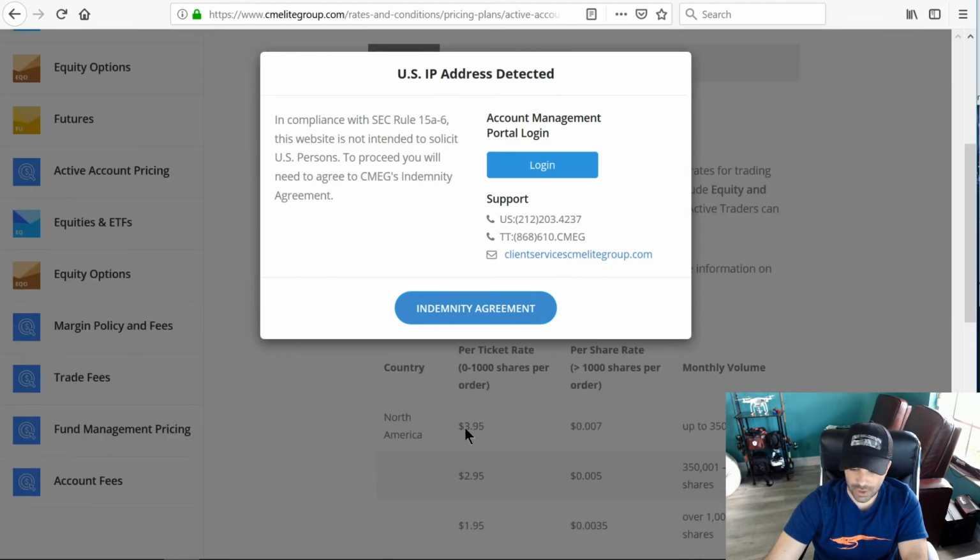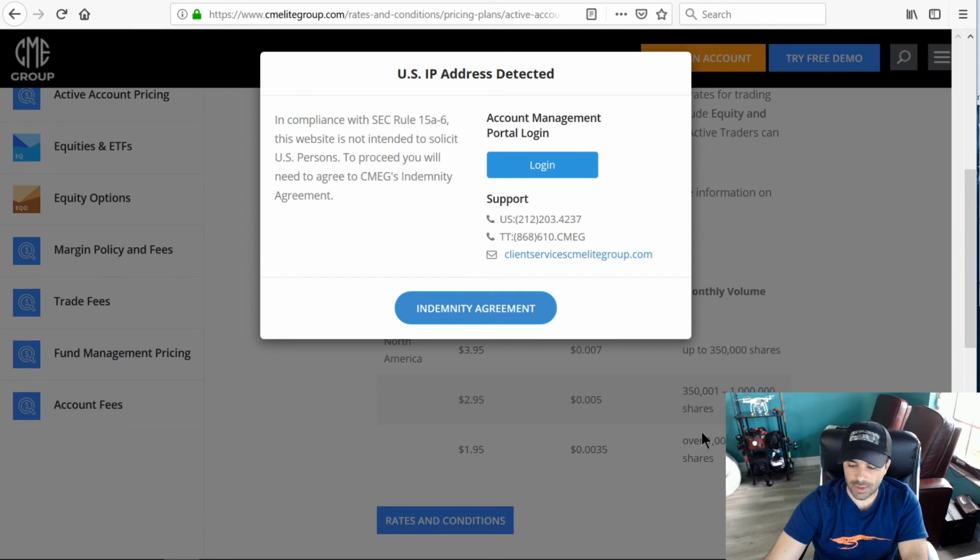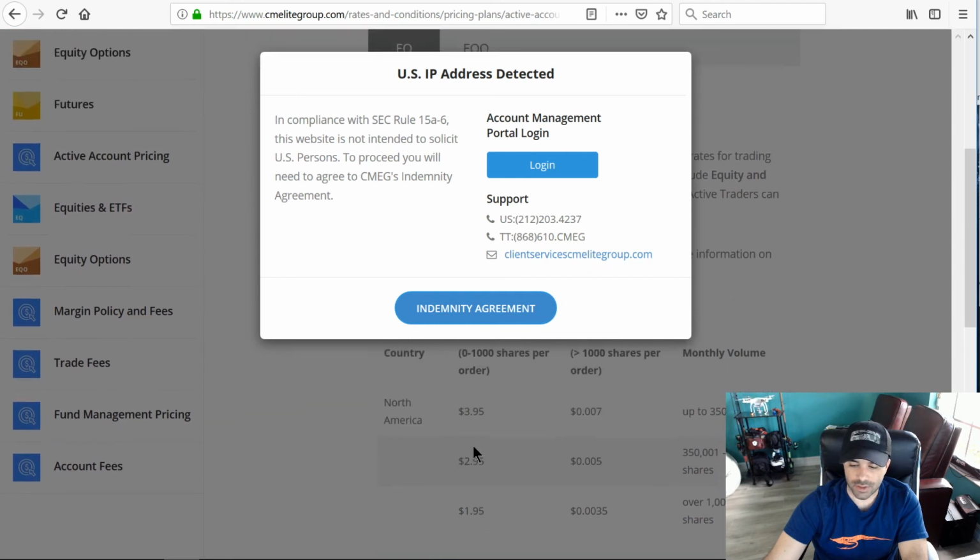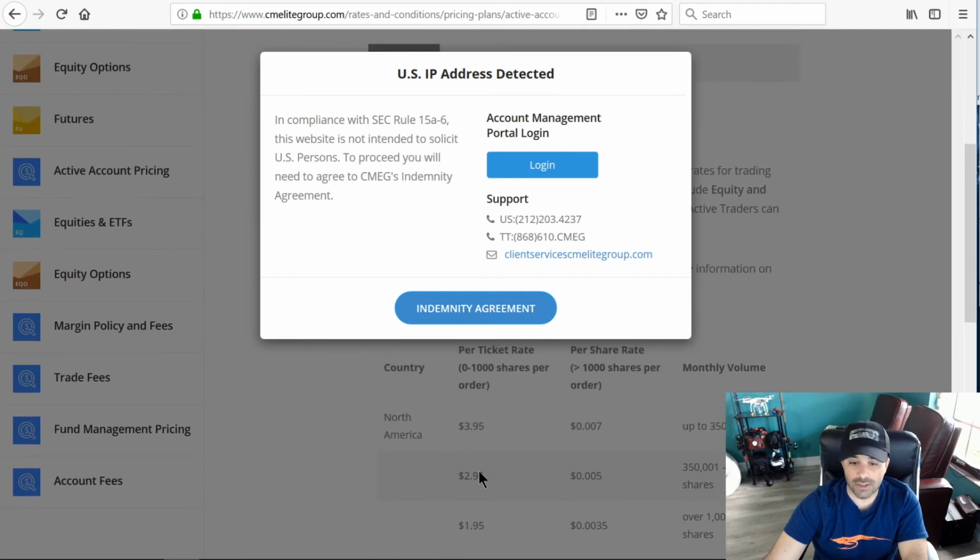More or less, you can see here it looks like it's $3.95 per 1,000 share orders. So it's not really bad there at all, and the more you trade, the smaller the commission fees are. That's great, but I can't really see if they have any huge or added fees for you to withdraw or deposit money. I also can't see their software on there.